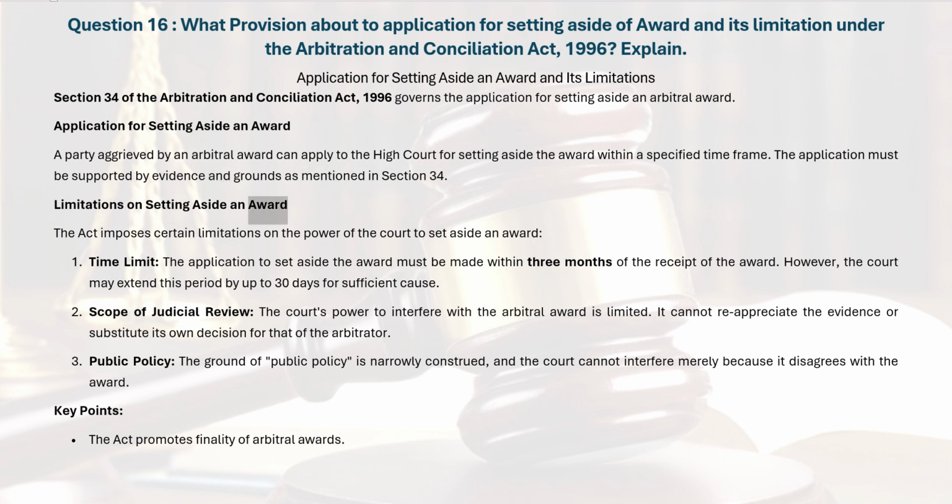Limitations on setting aside an award. The Act imposes certain limitations on the power of the court to set aside an award. Time limit: the application to set aside the award must be made within 3 months of the receipt of the award. However, the court may extend this period by up to 30 days for sufficient cause. Scope of judicial review: the court's power to interfere with the arbitral award is limited. It cannot reappreciate the evidence or substitute its own decision for that of the arbitrator.